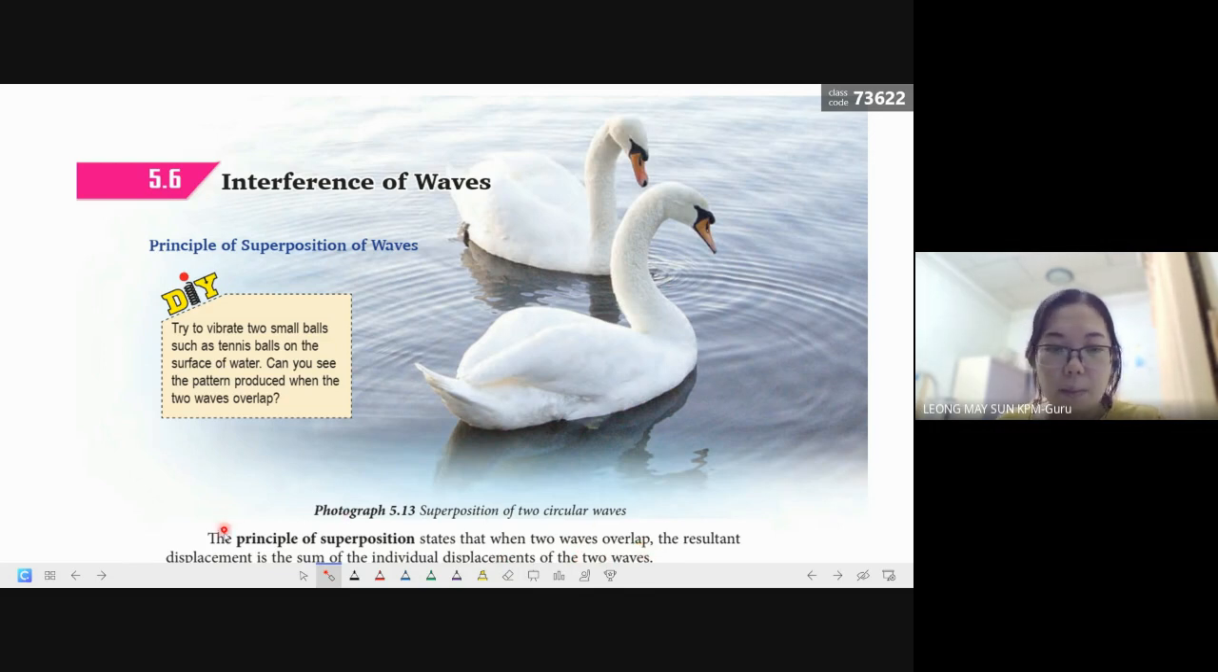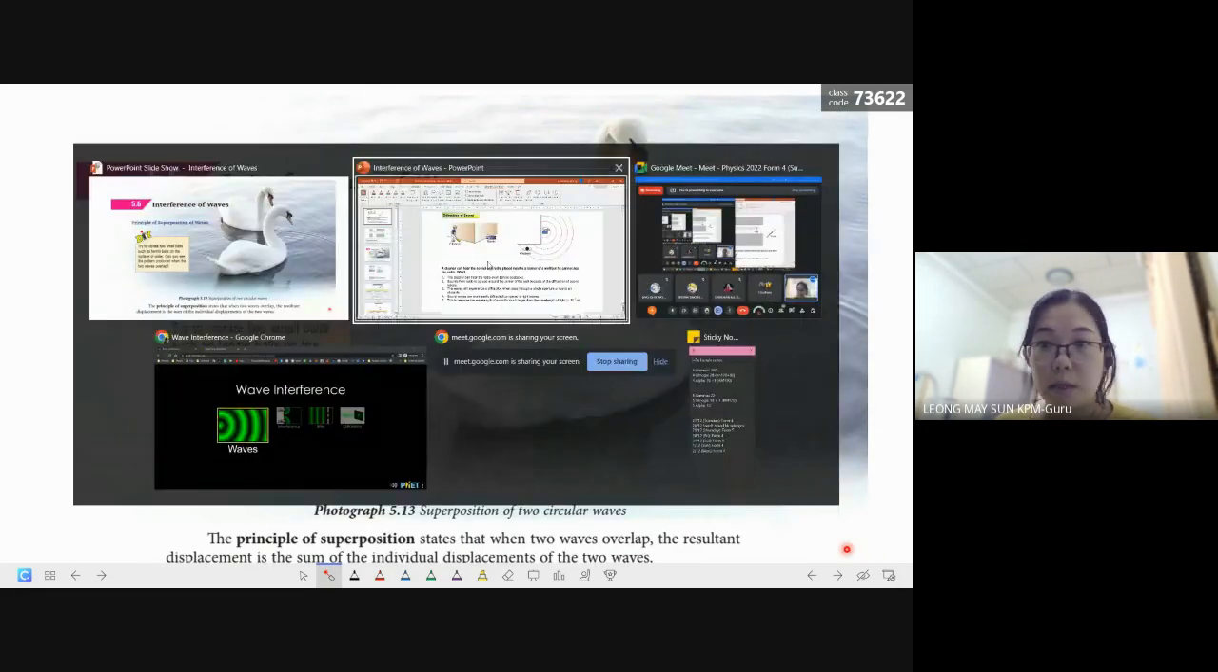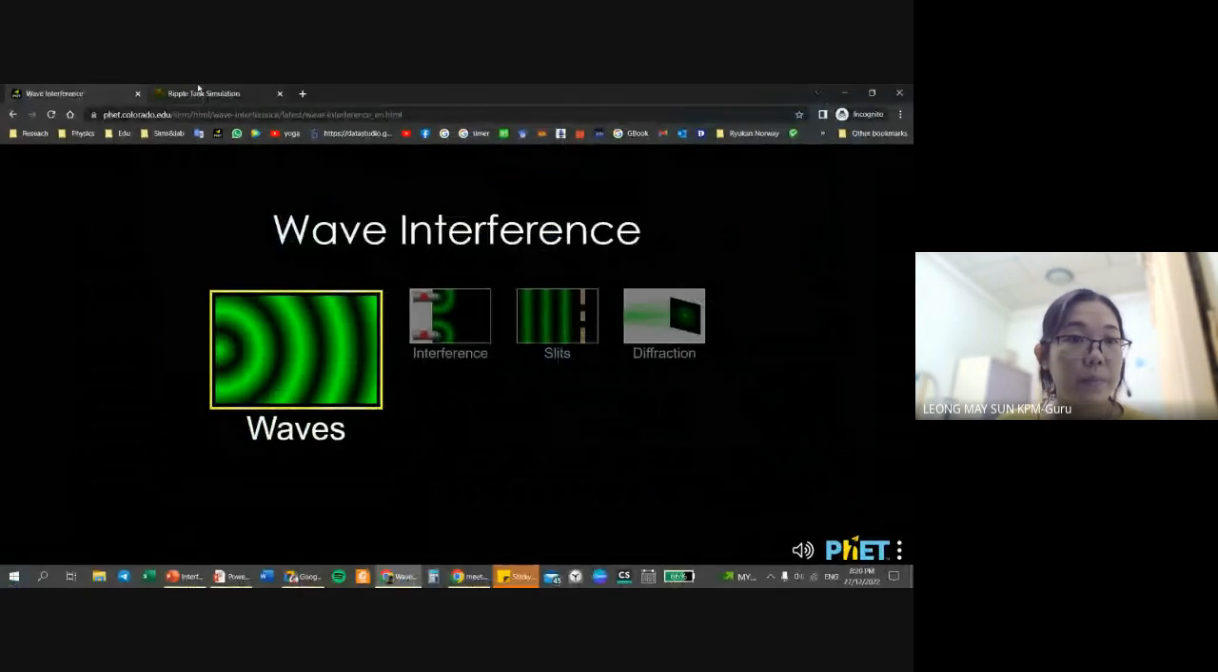So number one, this sentence of the principle of superposition is the definition. Please highlight that, underline that in the book. The principle of superposition states when two waves overlap, each of the waves will have its own displacement, so the resultant displacement is the total sum of the individual ones. So what does this mean? Okay, let's see what else I have here. I'm going to show you guys slides here.